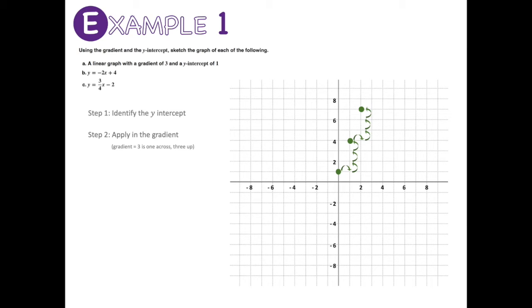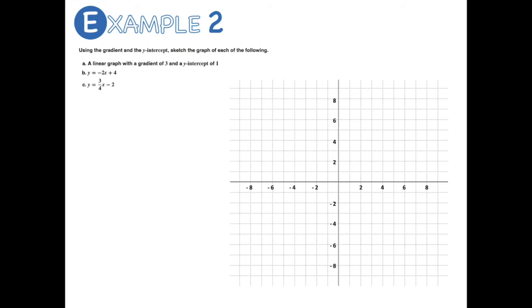Now I've done that process twice. I've got 3 dots. I can apply my third step, which is to draw a line. So I'm going to line up my ruler and draw a line through those 3 dots, extending the length of the graph. So now that I've got my line, my final step is going to be to label the line. So y equals 3x plus 1. And that is an example of how we can use the gradient and y-intercept method to construct a graph. So let's have a look at B.